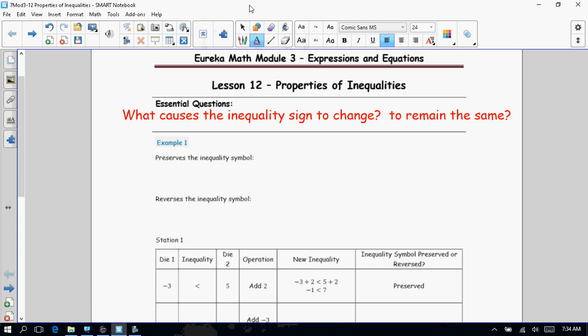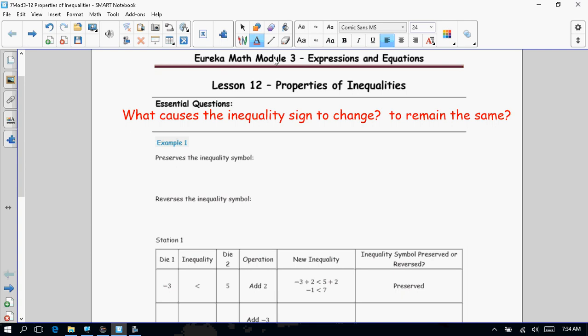I'm on Module 3, Lesson 12, Properties of Inequalities. You'll notice my essential question on the top of page 95, and it says, what causes the inequality sign to change? And then I want to add to it, and to remain the same. All right? So there's a couple things we need to talk about before we can jump into this, and basically what the word preserve and reverses is talking about so that we can understand the problems.